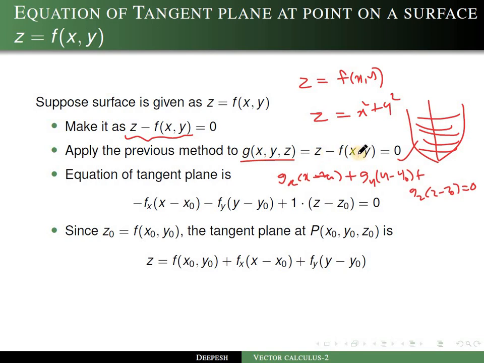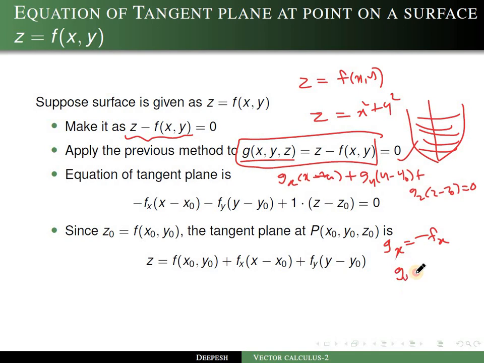g = z − f(x, y) = 0. So this is g. Your g_x is the derivative of z, which is 0, and the partial derivative of f with respect to x is f_x. But there is a negative sign. So g_x is minus f_x at the point (x0, y0, z0).